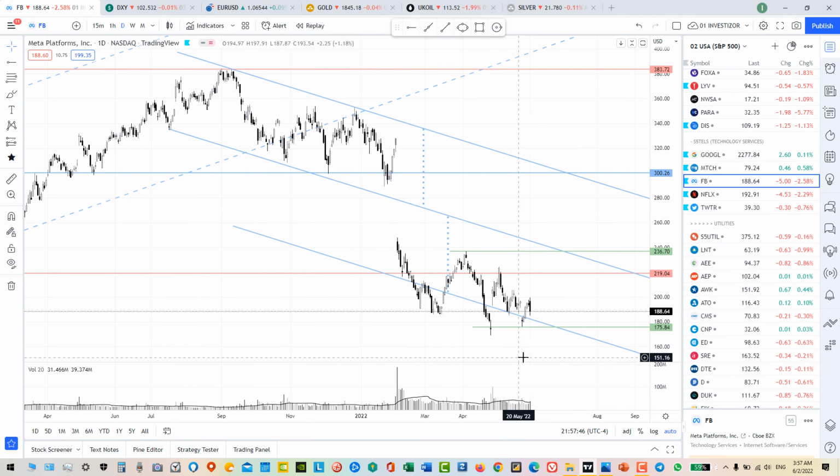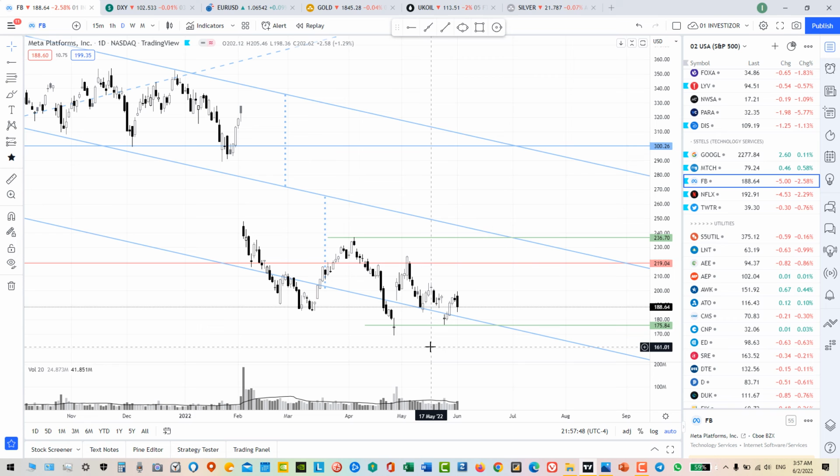So keep an eye over the very short and important support zone ranging from 175 up to 180. It should not be broken to the downside in order for the stock to do some accumulation before it creates a corrective wave to the upside.